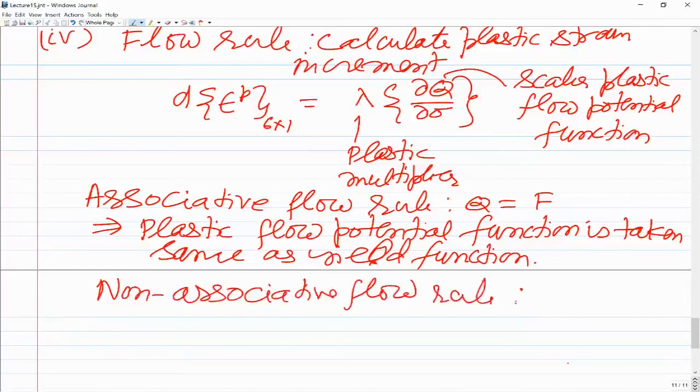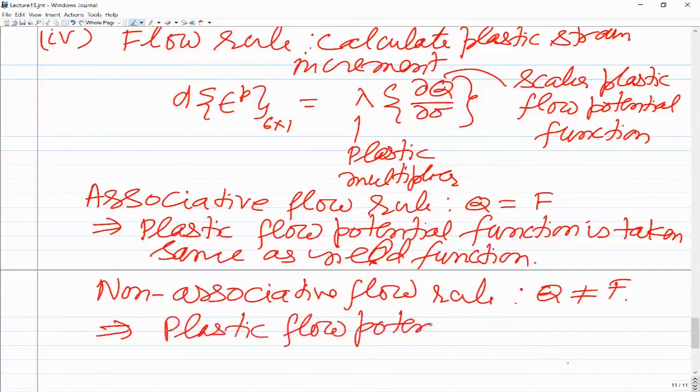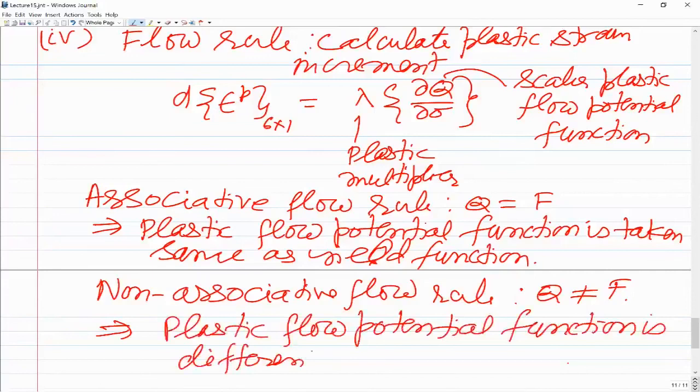So in this you will have to choose some other function as the plastic potential function. It will not be same as yield function. That is, the plastic flow potential function is different from yield function. In the non-associative flow rule, non-associative flow plasticity, you say that the plastic flow potential function is different from yield function.